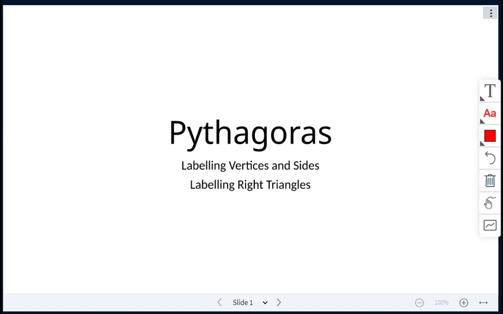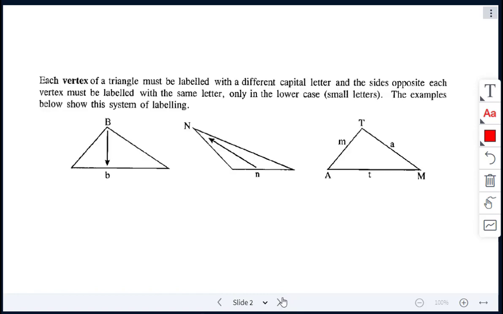Okay, so today's class we're starting the Pythagoras chapter in our module. So today we're going to look at labeling triangles, so vertices, sides, then we're going to start labeling right triangles. After that we're going to look at area of squares using the Pythagorean theorem. And lastly today we'll look at the Pythagorean triplets or triads. So firstly is labeling vertices and sides of a triangle.